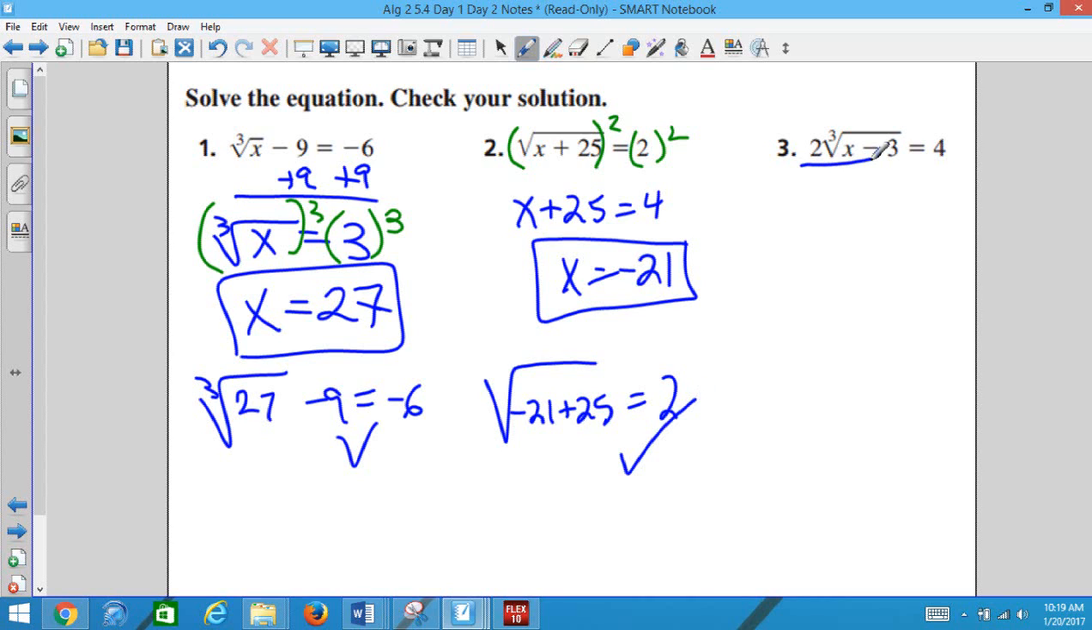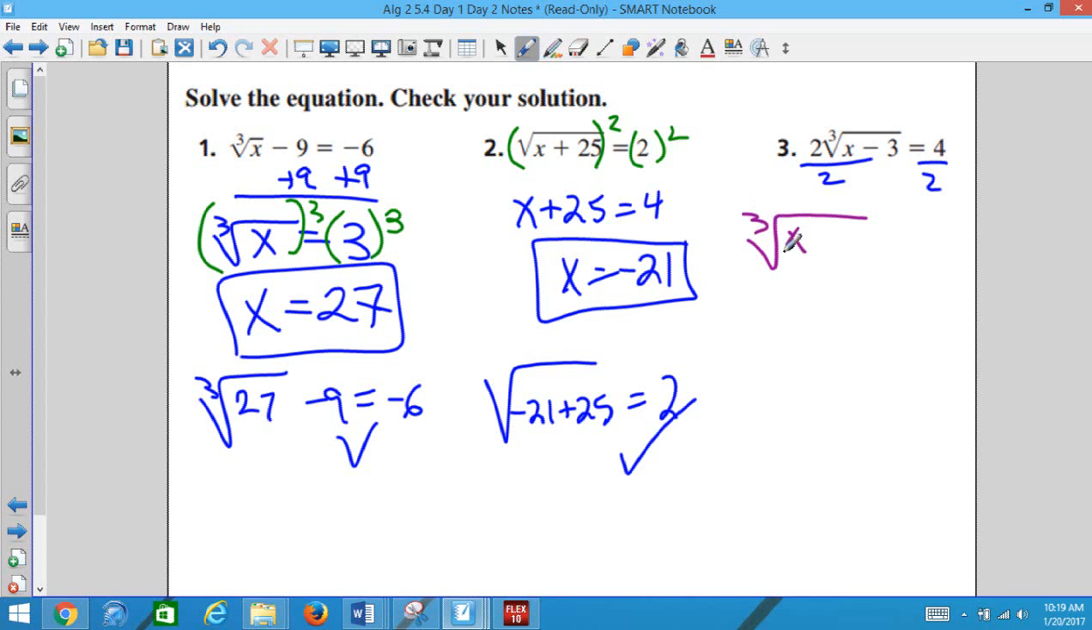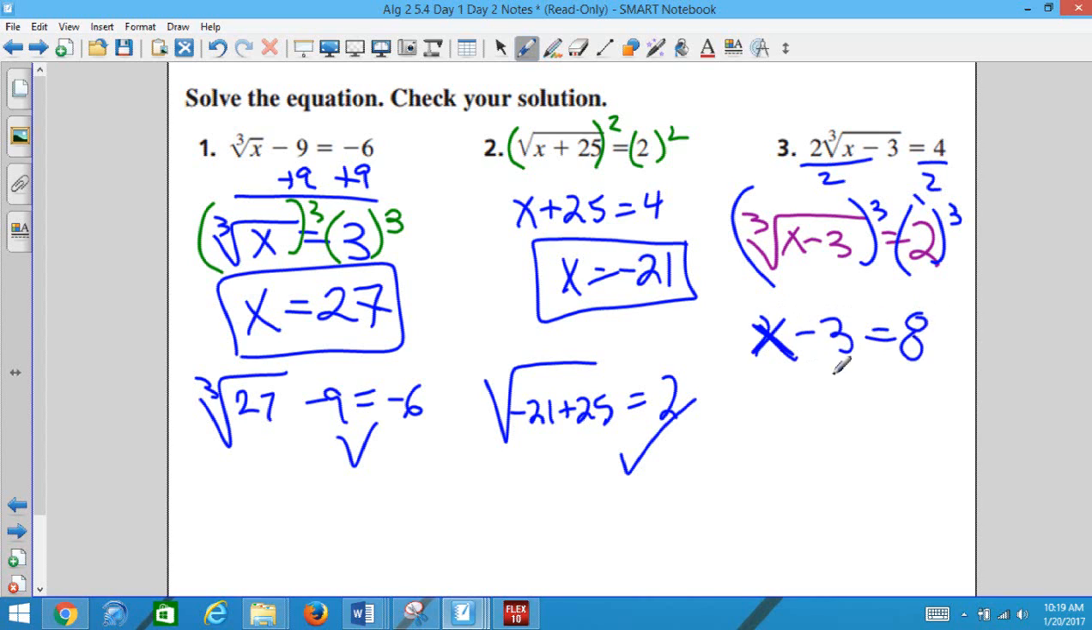The last one I'm going to divide by 2. We'll get the cube root of x minus 3 equals 2. And then we take both sides to the third power. So we get x minus 3 equals 8. Add 3. So x is 11. And that one checks also. If you plug it in your calculator, check. Okay.